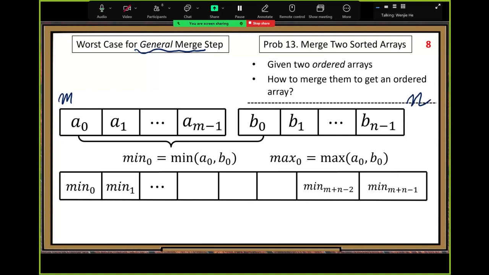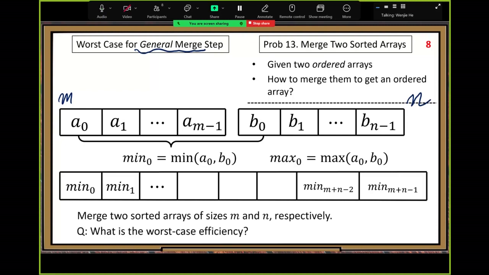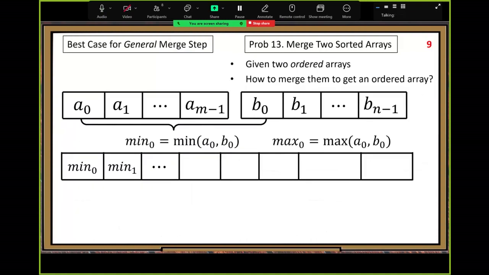Now the question for the worst case: how many comparisons do we need, based on the previous slide? What's the formula? Correct, m plus n minus 1. The total number of elements minus 1, where the total number is m plus n. So we get that formula. Worst case, m plus n minus 1.